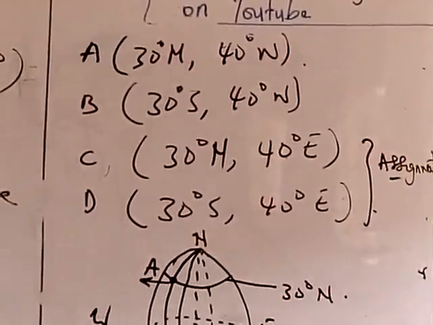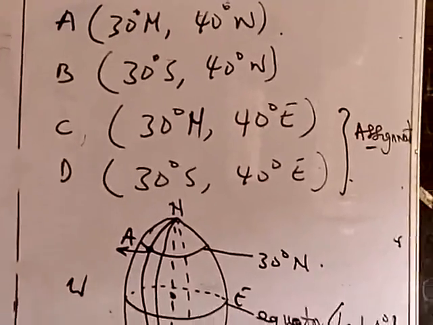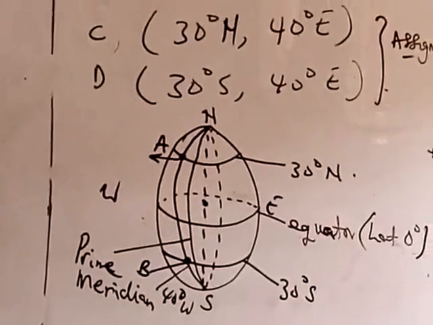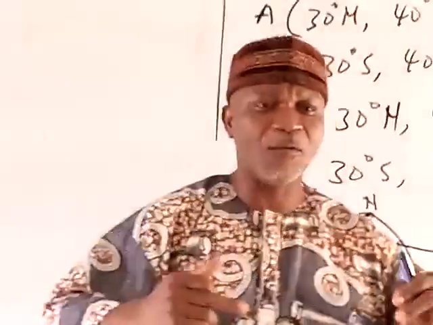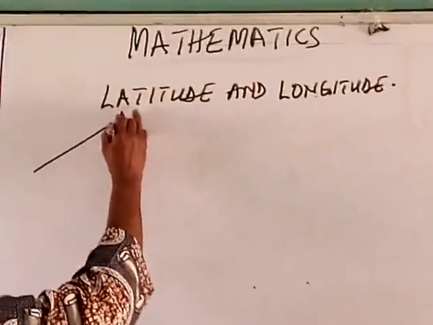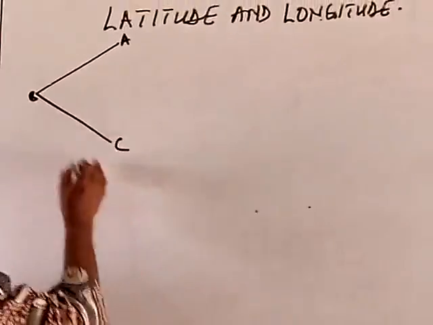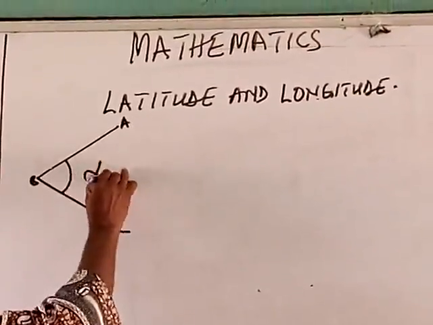Next is angular difference. Before you can have an angle, you must have two lines joined together in a common place in this form. When you have line AB and line BC, this arc drawn here, let's call that angle alpha.